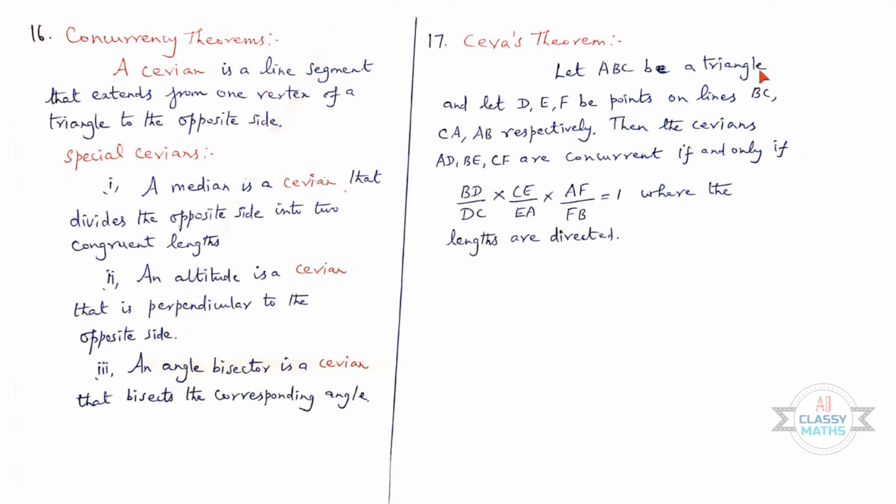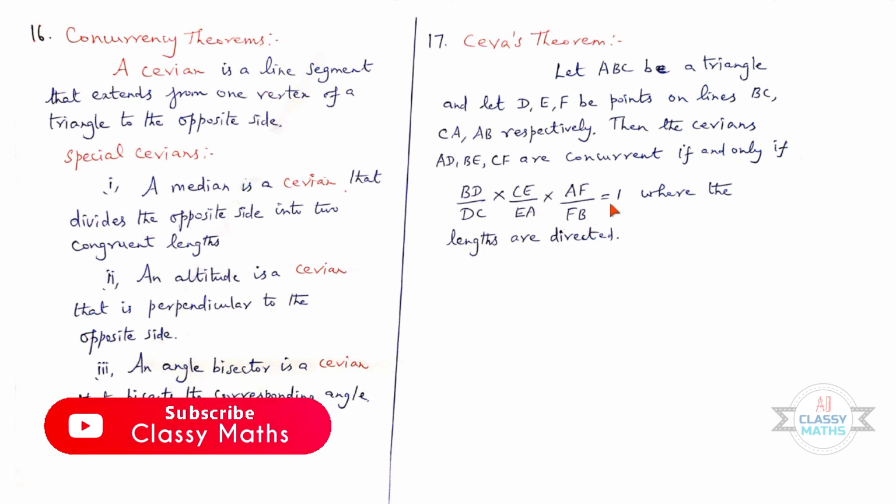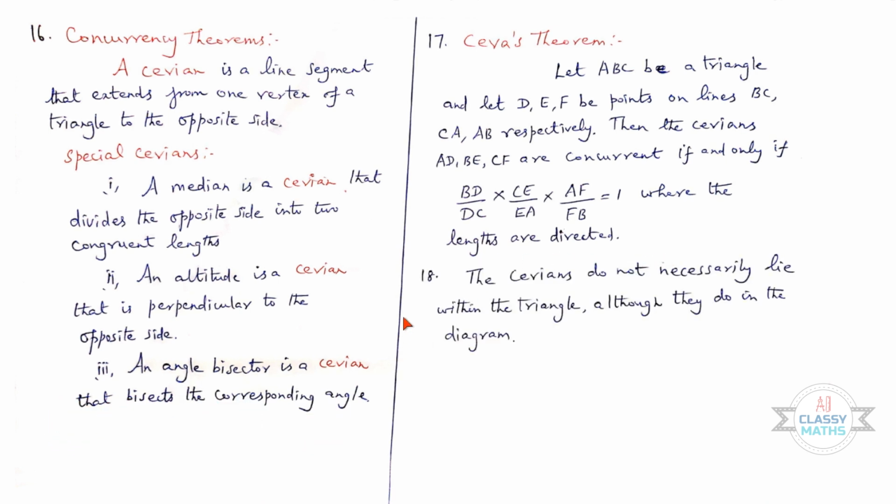Let ABC be a triangle and let D, E, F be points on lines BC, CA and AB respectively. Then the Cevians AD, BE, CF are concurrent if and only if BD by DC into CE by EA into AF by FB equal to 1, where the lengths are directed. Next 18th one, the Cevians do not necessarily lie within the triangle although they do in the diagram.